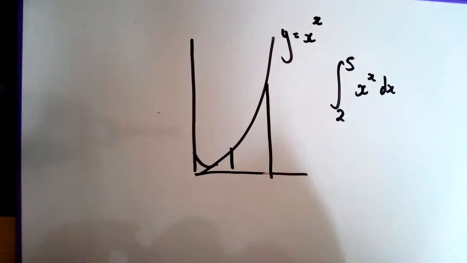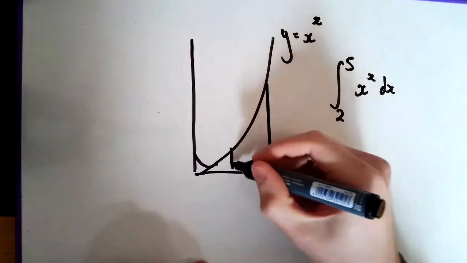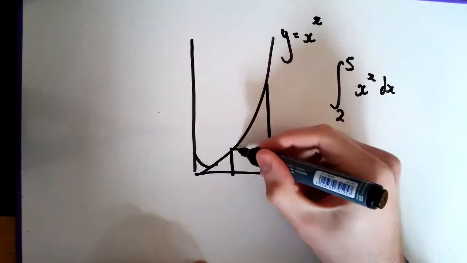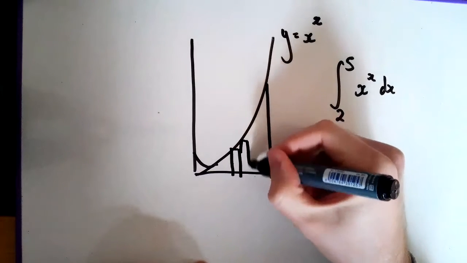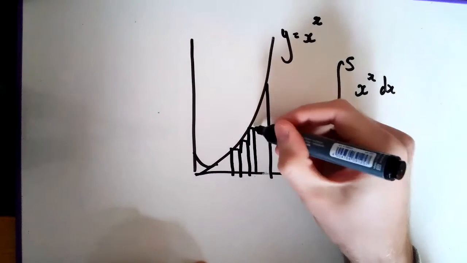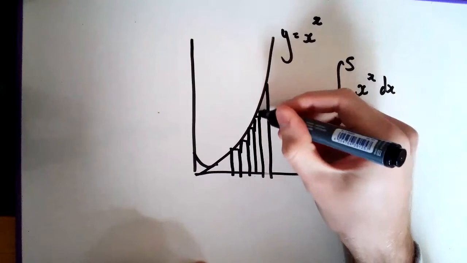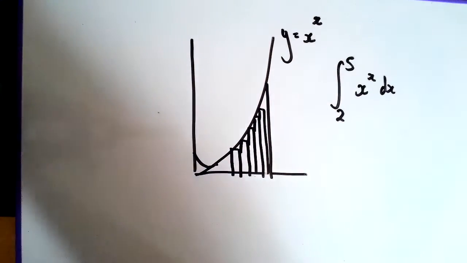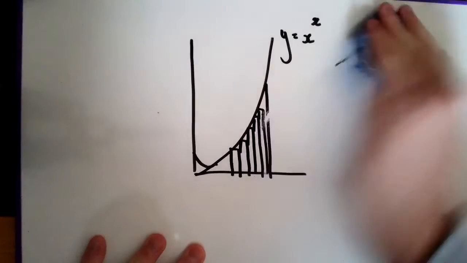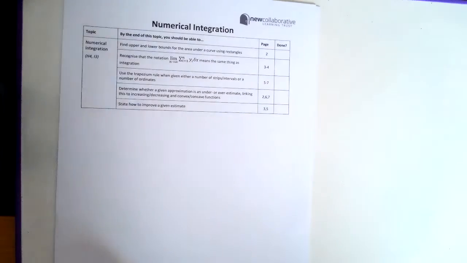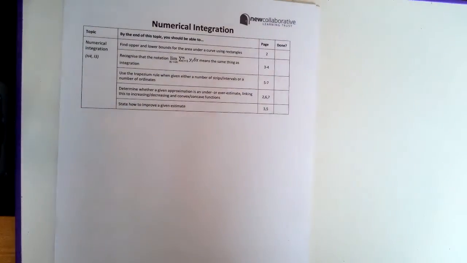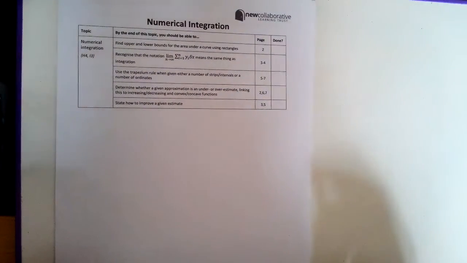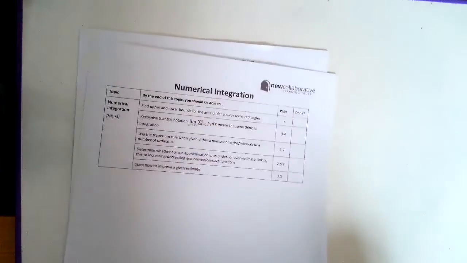So there are two techniques for this. One is using rectangles. We would split the area up into rectangles, work out the area of the rectangles, and that'll give us an estimate. And one where we would use trapeziums, and that's going to turn out to be a better one. So you should have either written out the handout or printed it out, so we can start on it. Today we'll do the rectangle method, and then tomorrow we'll do the trapezium method.